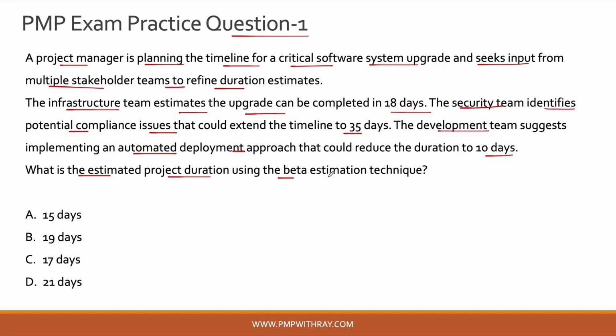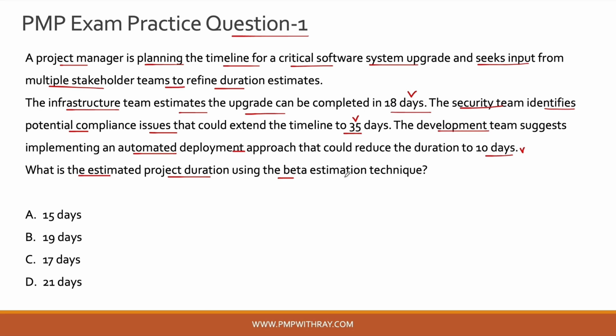So if you see here, you have 3 points of estimate here. One is optimistic point of estimate, which is 10 days. One is the most probable point of estimate, which is the 18 days. And one is the pessimistic point of estimate, which is the 35 days. So this typically refers to the 3-point estimation technique or the beta estimation technique.